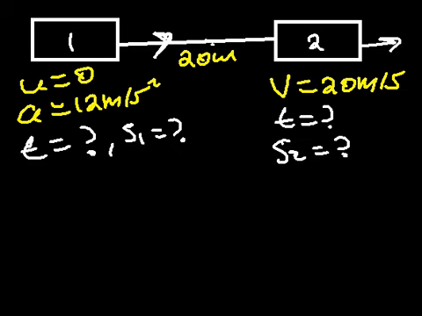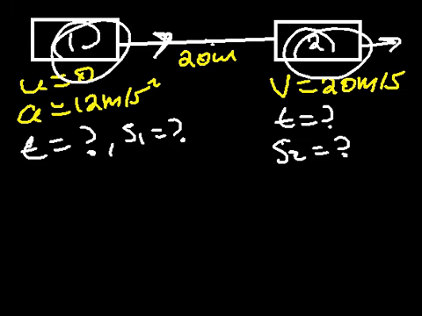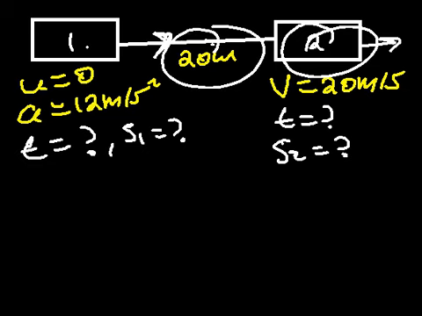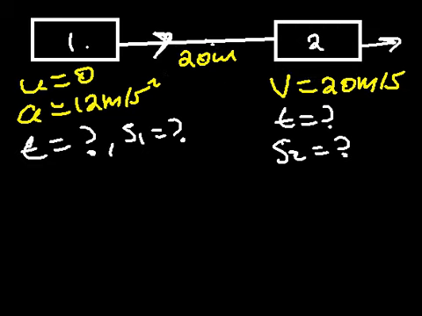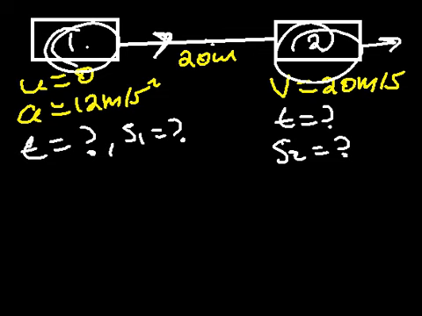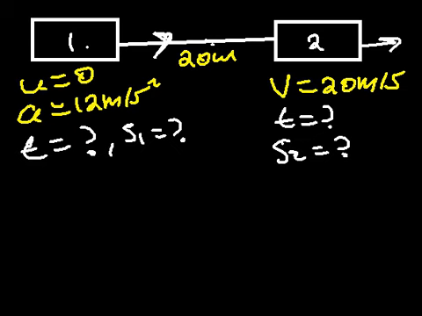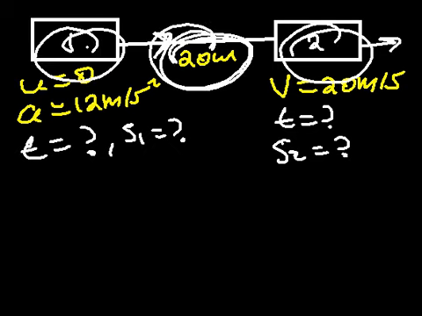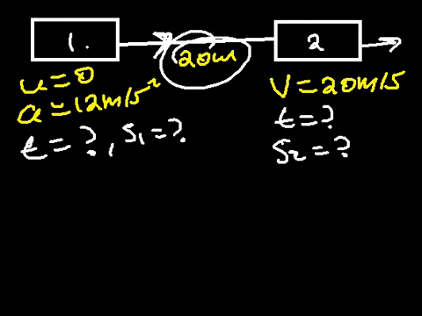So for object 1 to overtake or catch object 2, the first thing it has to do is cover the separation distance. Then it also has to cover the distance that object 2 covered while object 1 was covering the separation distance. That's the essence. So it has to cover the separation distance, and also the distance object 2 covered when object 1 was covering the separation distance. Mind you, both objects are in motion.